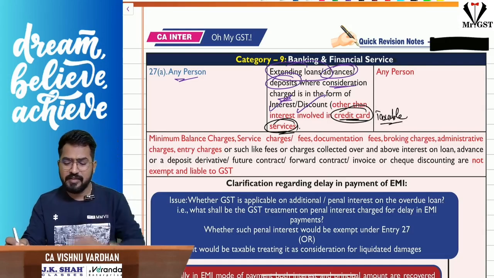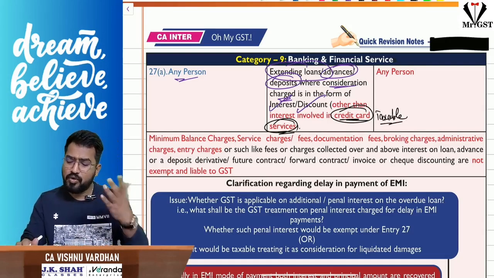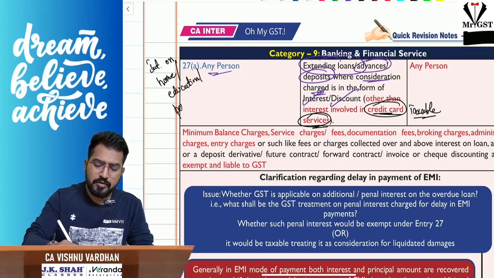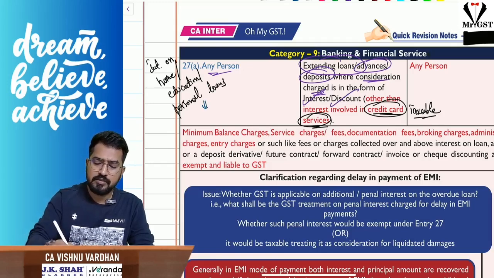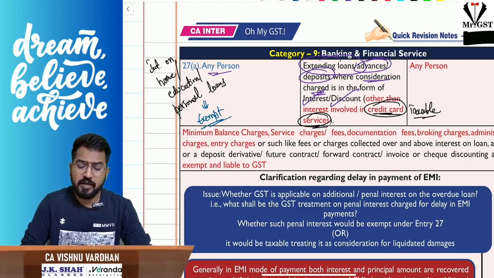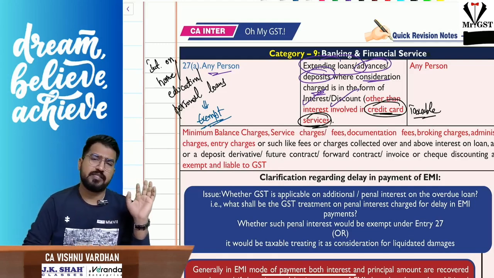Okay, for any remaining interest, it can be home loan or gold loan or personal loan, all that stuff. If you are charging or paying interest on home or education or personal loans, sir, that is exempt under GST. Am I clear? Only credit card interest is taxable.